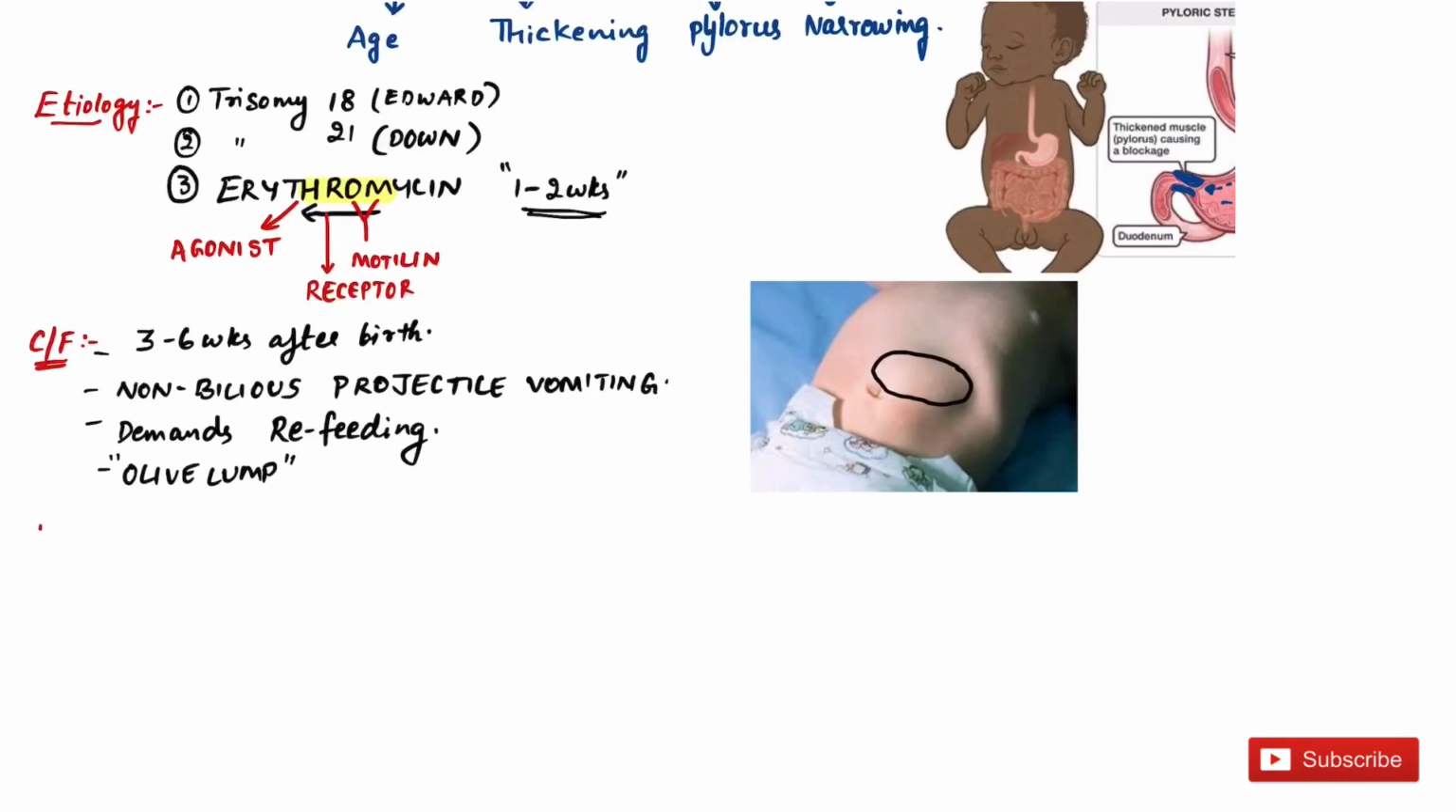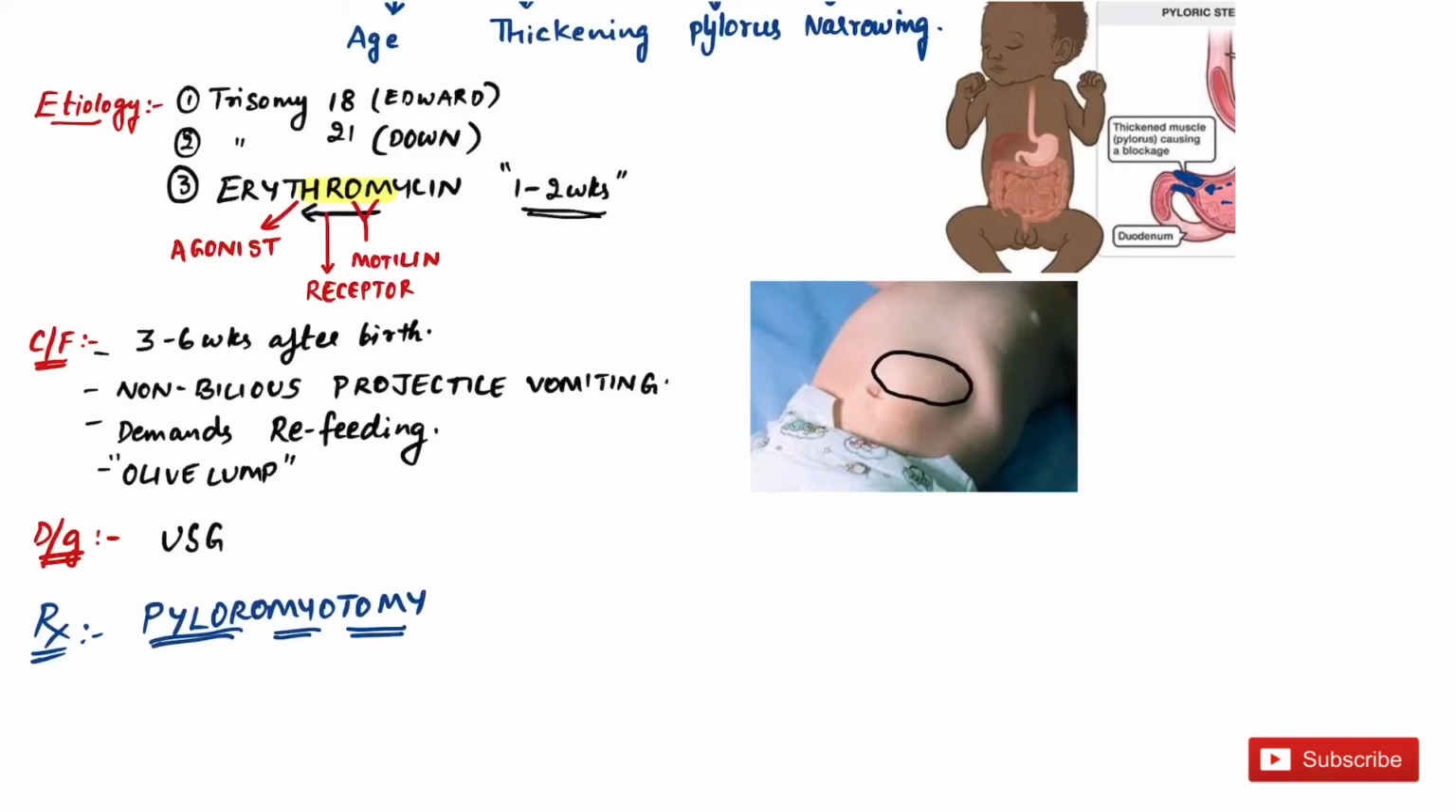And how do you diagnose this condition? We usually diagnose with the help of ultrasonography. And what is the treatment? The main definitive treatment is surgical, that is pyloromyotomy. The word itself tells you: tomy is incision, myo is muscle, and pyloro is pylorus. So, incision of the muscle around the pylorus.